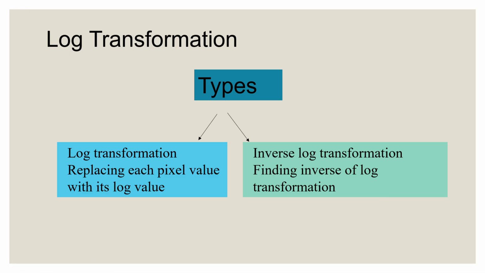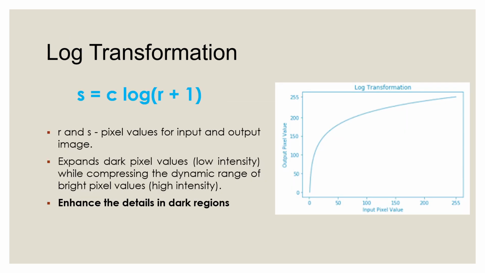Next is the log transformation. Here we have two types, log transformation and inverse log transformation. In the log transformation, each pixel value is replaced with its log value, whereas in the inverse log transformation, we find the inverse of the log transformation of each input pixel. The transformation function is given as s is equal to c log of r plus 1. Here r represents the pixel of the input image and s represents the pixel of the output image.